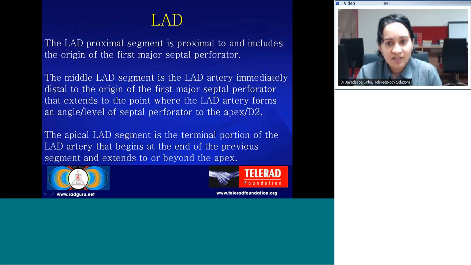part where the LAD forms the angle, that is the acute margin or obtuse margin of the LAD, or the level of the septal perforator, or for practical purposes while reporting on the CTs, we use the origin of D2 as the level for the mid LAD, and everything distal to this is taken as the distal LAD.